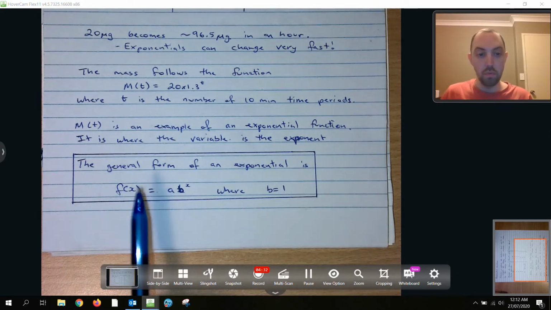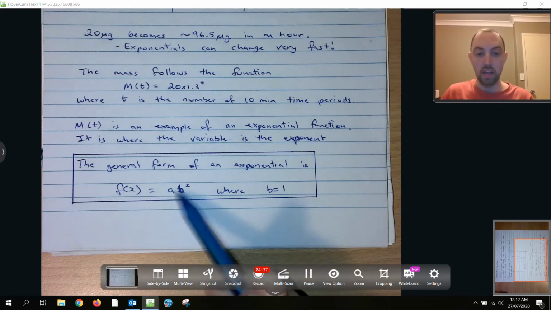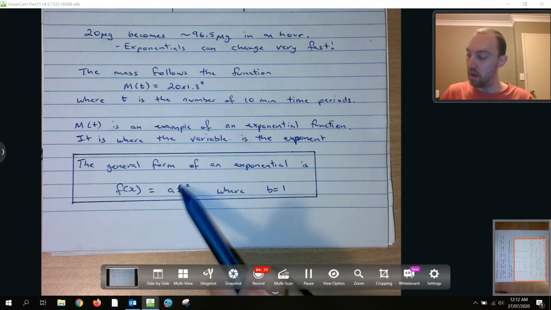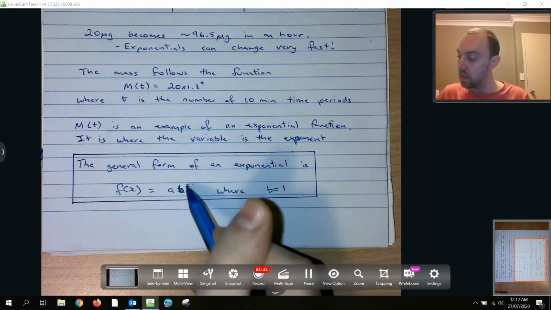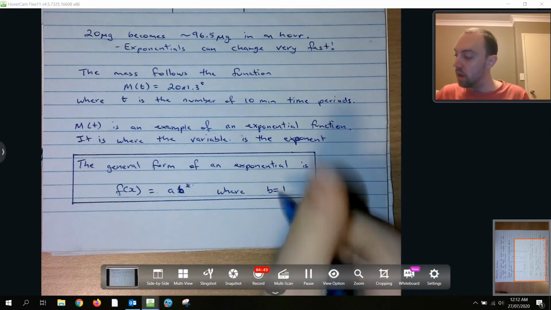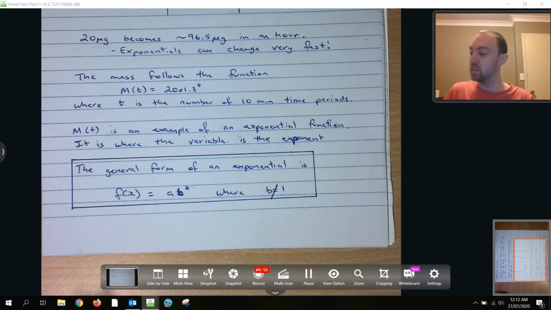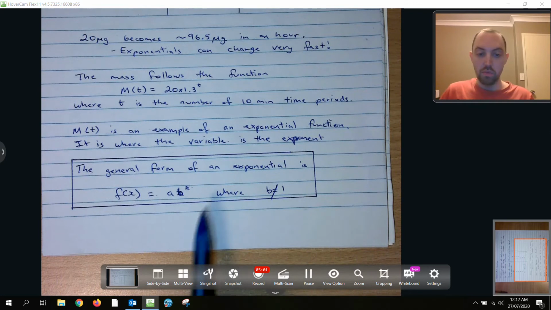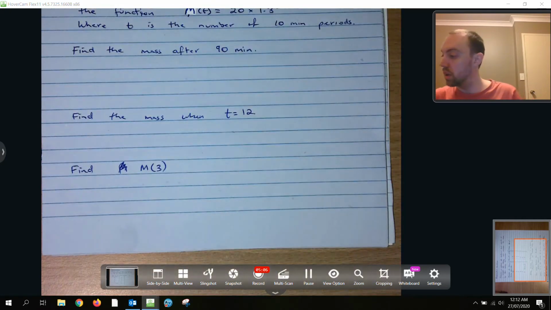In general form, it looks a little bit like this. The function of x is equal to b, which is our base, I guess, raised to the power of whatever my variable is. Okay, that's the simplest form. Okay, and we want where b is not equal to 1, because then you don't really have much of a function. You just have a horizontal line. Okay, that's our general form. That is what an exponential function looks like in general.